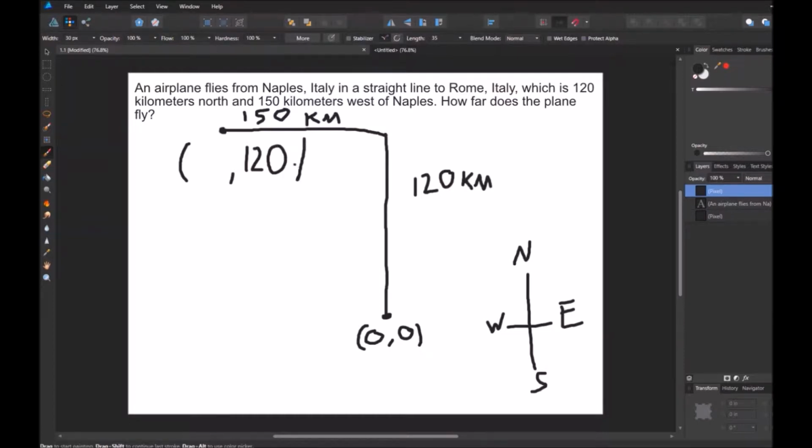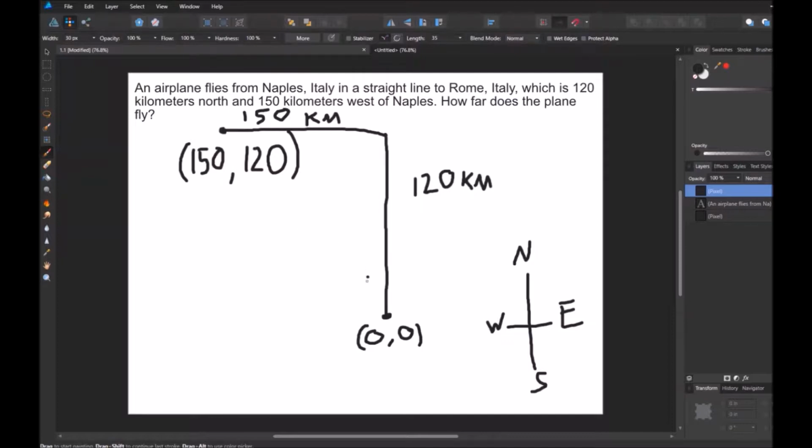And if you're thinking about it on a graph, you might be tempted to say that this is negative 150, because going west is like going negative. But because this is a distance, it's always going to be positive. So we would just write 150. And now we have 2 points. We have an x1, a y1, and an x2, and a y2.